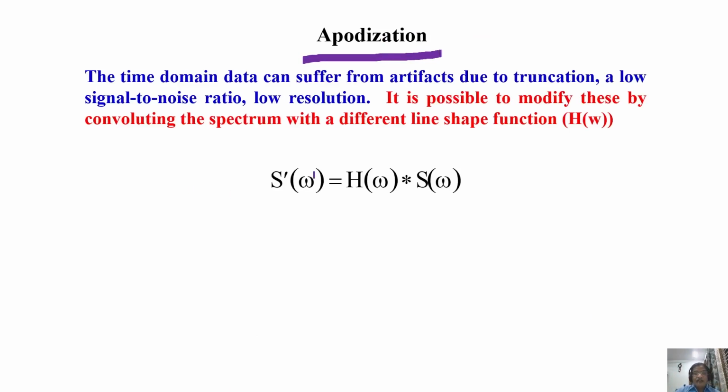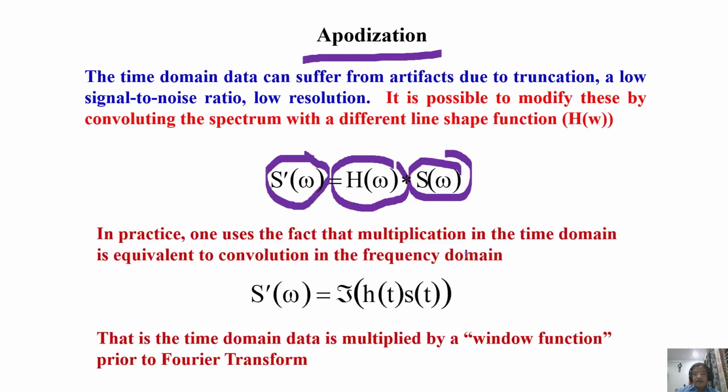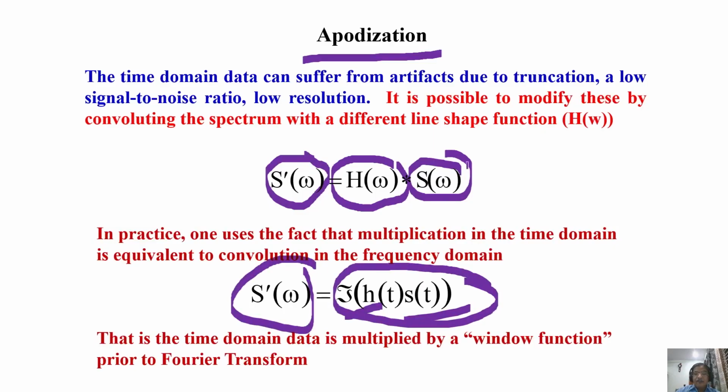For example, I have a time domain signal, frequency domain signal here. I am going to get multiplication by something, and this is the real frequency spectrum. And in practice, you can multiply this in the time domain and get the frequency domain spectrum like this. This is what is called multiplication in the time domain. This is called a convoluting function. These two functions are convoluted. And this convoluting function here, this is called a window function.